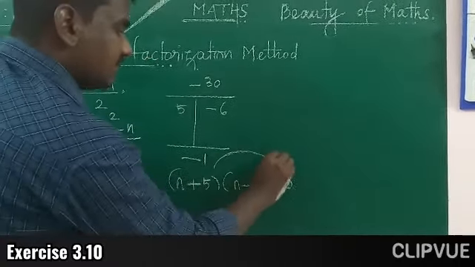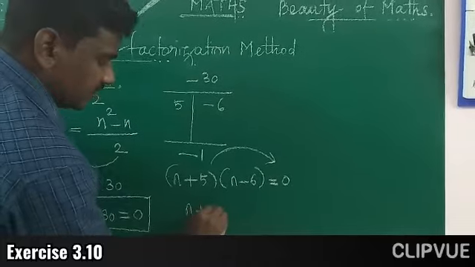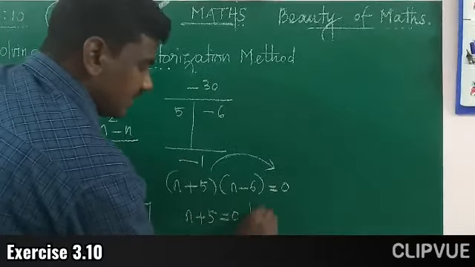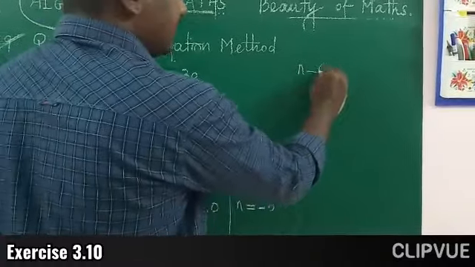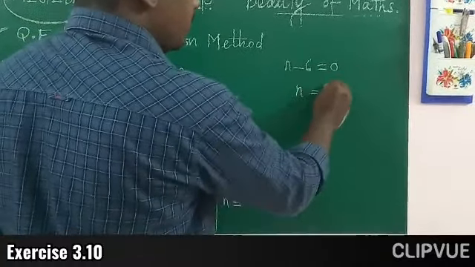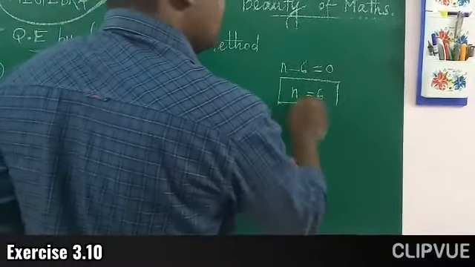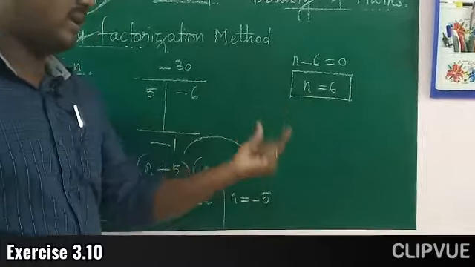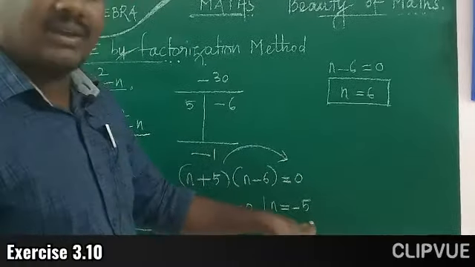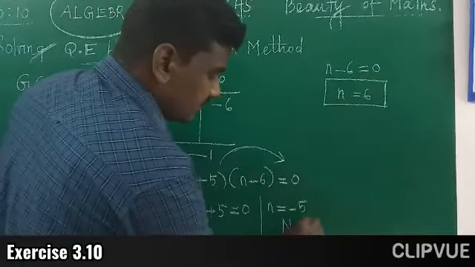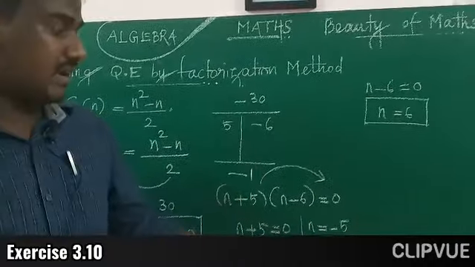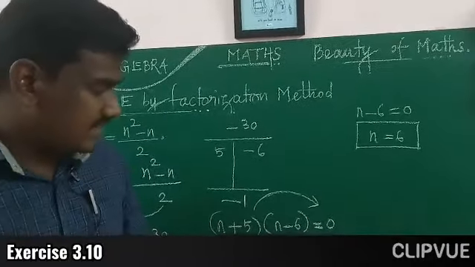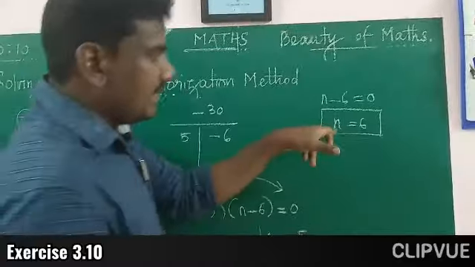If you equate the first factor to 0, n plus 5 equals 0, so n is equal to minus 5. And n minus 6 is equal to 0, so n is equal to plus 6. So n has two values. n equal to minus 5 is not possible. Why? A counting number cannot be negative. That's why it is not possible. So n is equal to 6.